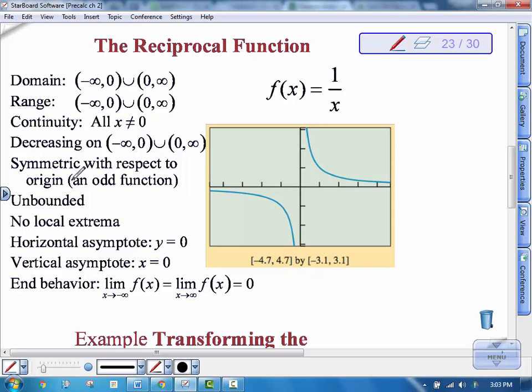It's symmetric with respect to the origin, which means you can rotate it 180 degrees and it'll land back on top of itself. It's unbounded. The horizontal asymptote is at y equals 0, and the vertical asymptote is at x equals 0. And then the end behavior: as x goes to -infinity, this function goes to 0, and as x goes to positive infinity, it goes to 0. So we can basically give all these properties. It doesn't have any x and y intercepts. Otherwise, we'd give those as well.